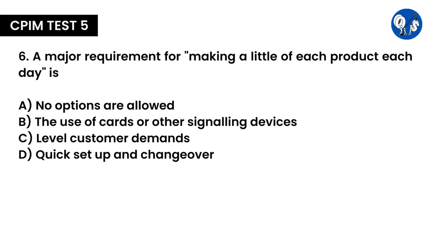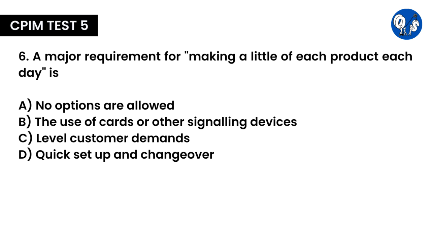Question number 6. A major requirement for making a little of each product each day is A. No options are allowed. B. The use of cards or other signaling devices. C. Level customer demands. D. Quick setup and changeover. Here the correct answer is D.